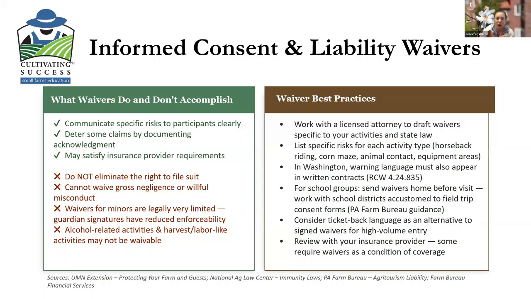In terms of how waivers relate to state statutes, in Idaho, the immunity statute may reduce the need for waivers for inherent risk activities. But if your farm offers activities that fall outside the state's statute definition, the waivers help to fill some of that gap. And in Washington, the warning sign must also appear in the written contract. We've mentioned this before. This creates a built-in consent element in your contracts.